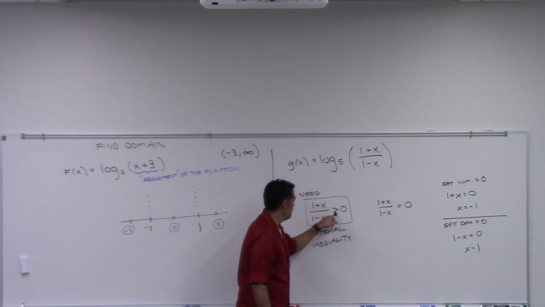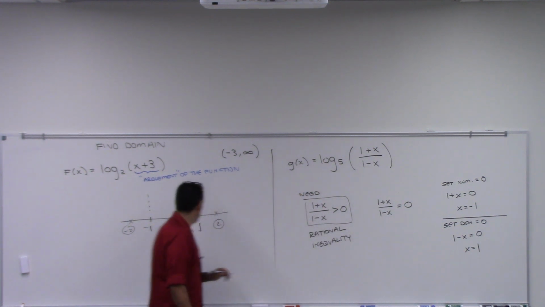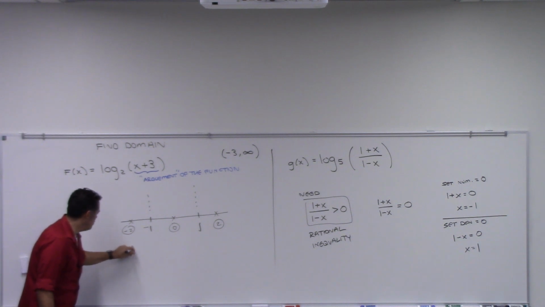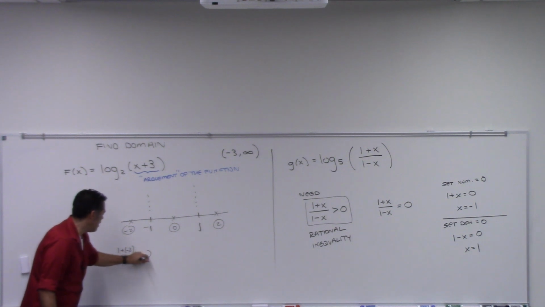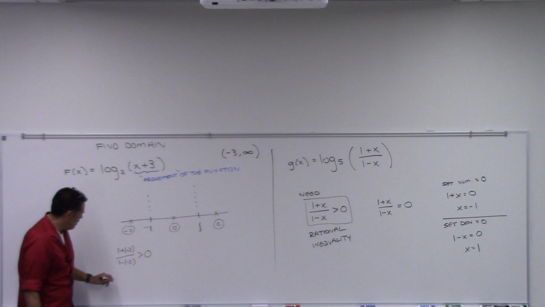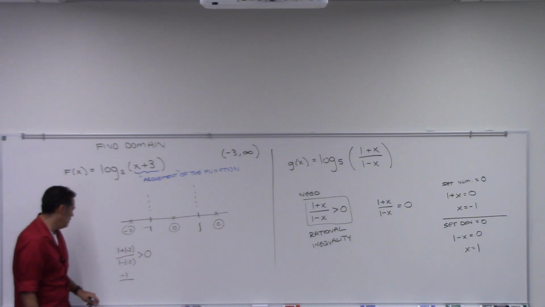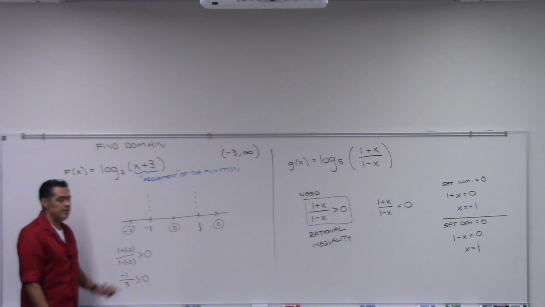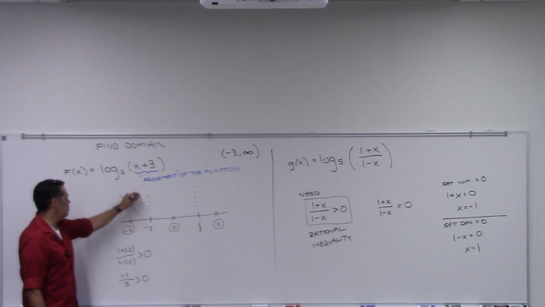Okay? So let's try -2 in there first. I'm going to put it right under here. If I do 1 plus -2 over 1 minus -2, the question is that greater than 0? So what's the numerator? -1. And what's the denominator? 3. Is a negative number greater than 0? No. So I'm not going to include that region.